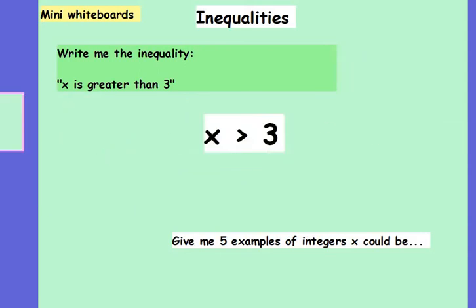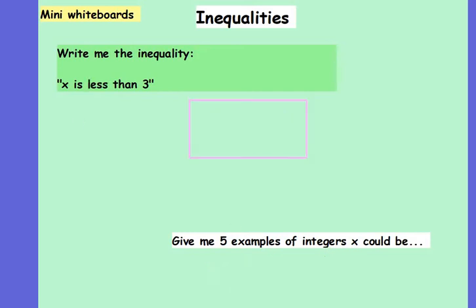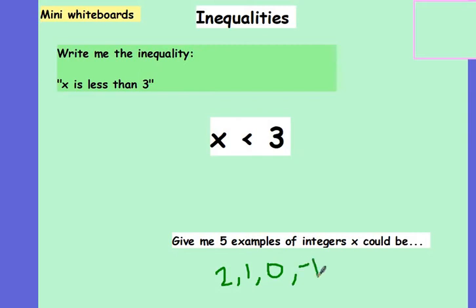Okay, x is greater than 3 would look like this, and that means x could be 4, 5, 6, 7, 8, any of those numbers would work. How about now, x is less than 3, how are you going to write that one? Great, it's going to look like this. And examples could be 2, 1, 0, -1, -2, any number less than but not equal to 3.